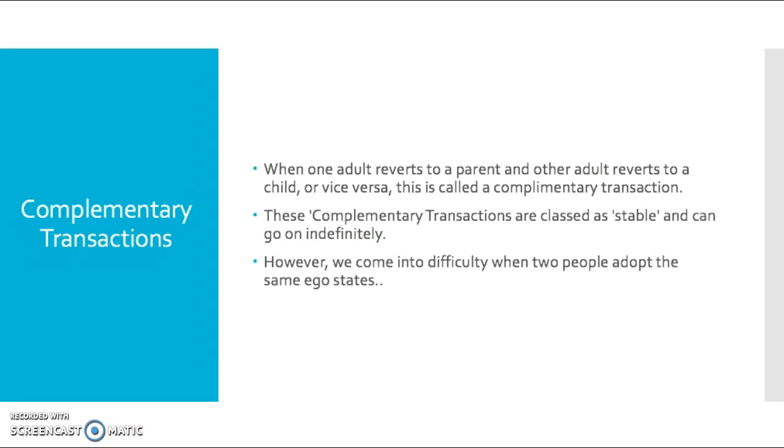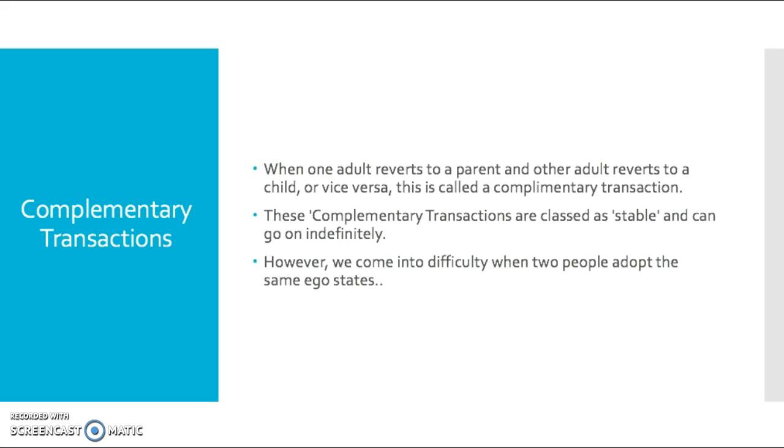Okay. And this is a complementary transaction. When one adult reverts to a parent and the other adult reverts to a child, or vice versa, this is called a complementary transaction. This means we've got a balance. We've always got a person or persons who adopt the child state, and we've always got a person or persons who adopt the parent state, or everybody in the adult state. Okay, so we've got a balance. We've got one person doing one, and one responds to a person in an appropriate manner.